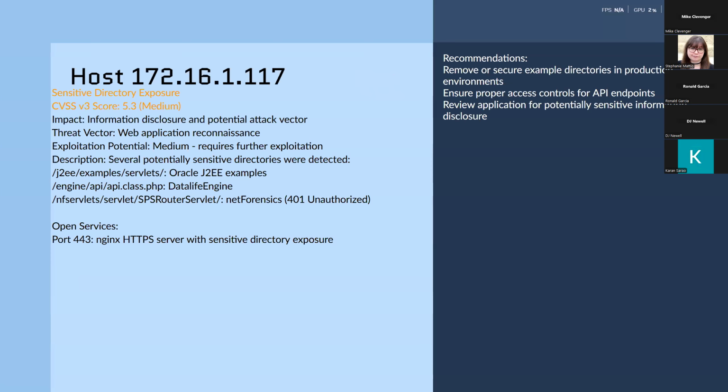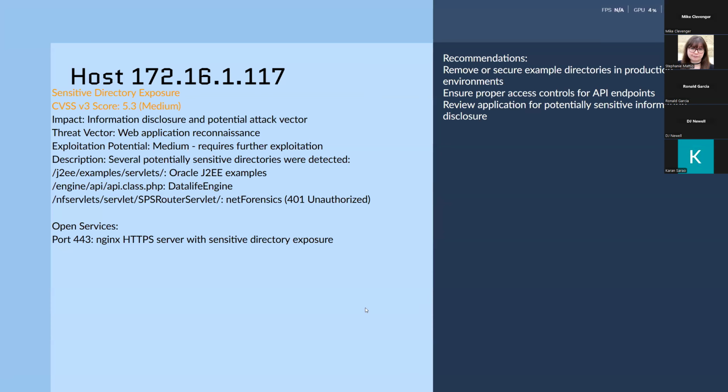Host 172.16.1.117. This has a medium vulnerability of sensitive directory exposure, and it has a CVSS score of 5.3. Impact is that information can be disclosed, and it is potentially an attack vector. The threat vector is web application reconnaissance. Exploitation potential is medium because it requires a bit further exploitation.